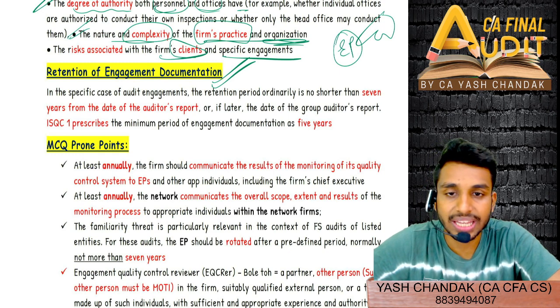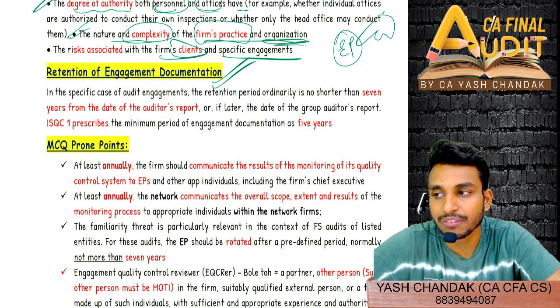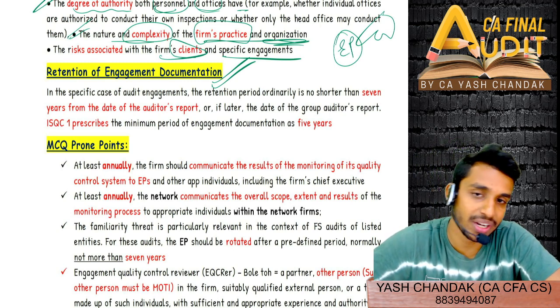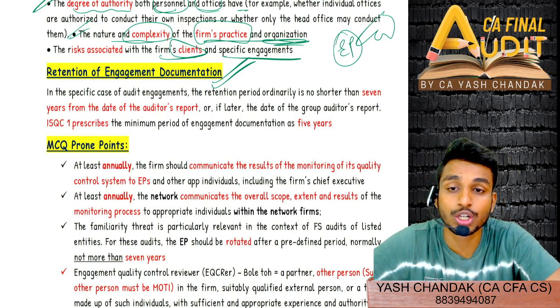Right? So again, they can manipulate in this sort of way also. They can give you two options: 7 years from the date of financial statement, or 7 years from the date of auditor's report. You will have to select 7 years from the date of auditor's report.